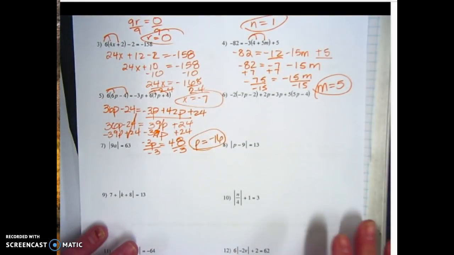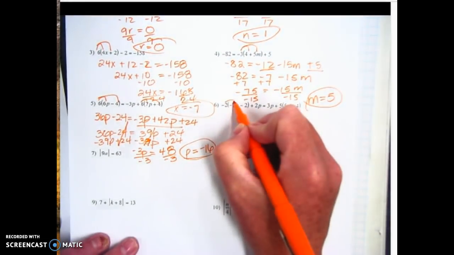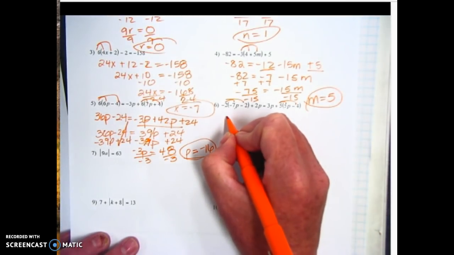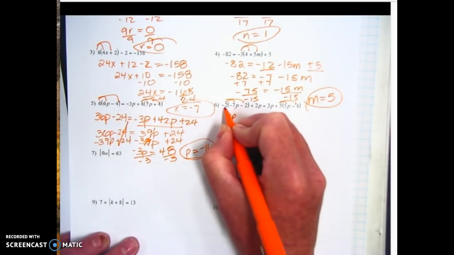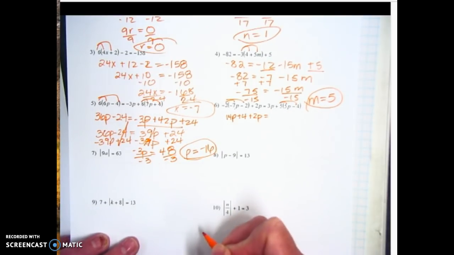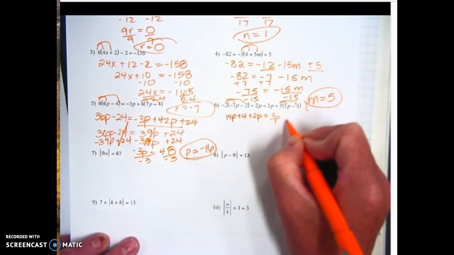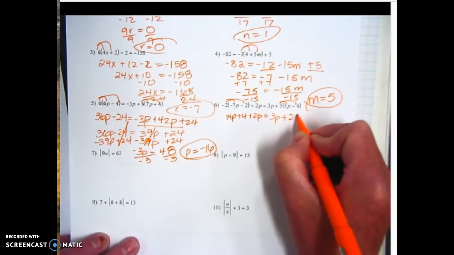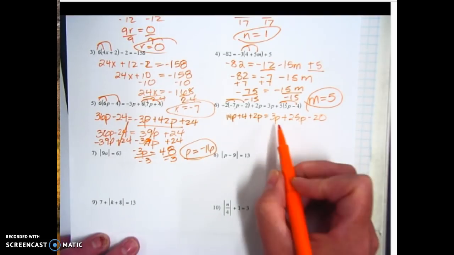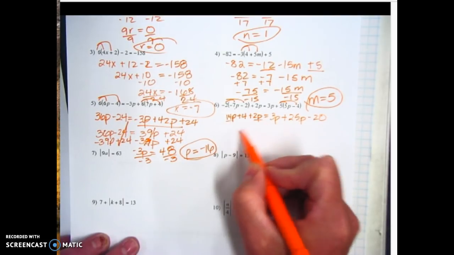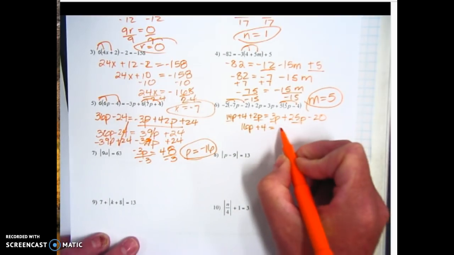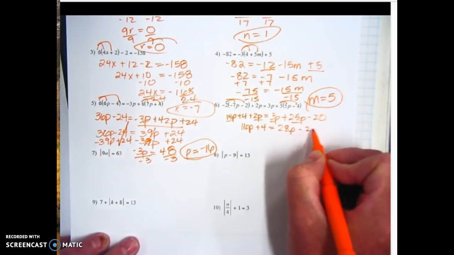All right, distributing on both sides again on number 6, here and here, and here and here. So negative 2 times negative 7p is 14p. Negative 2 times negative 2 is 4. We are going to have some like terms on the left. 3p plus 5 times 5p is 25p. And 5 times negative 4 is negative 20. And then like terms over here gets us to 16p plus 4. And like terms over here gets us to 28p minus 20.